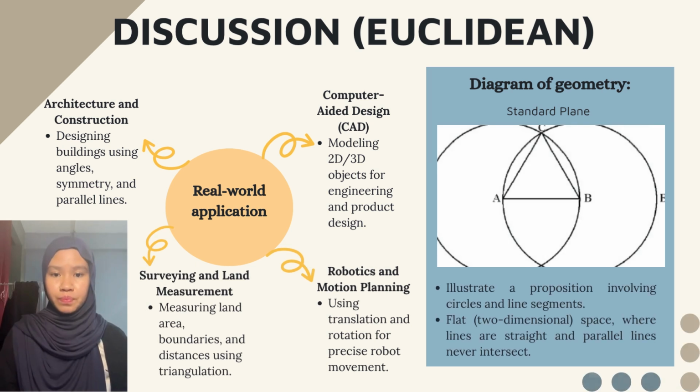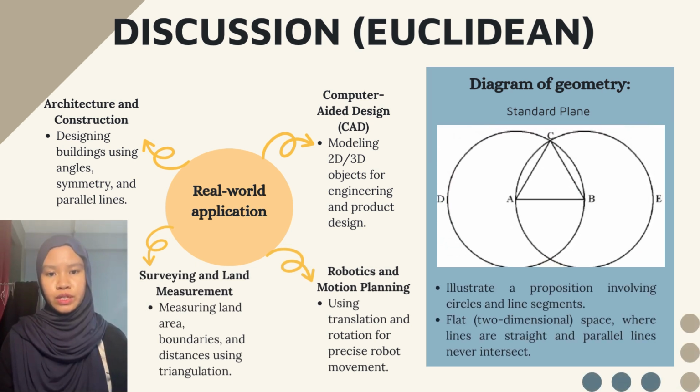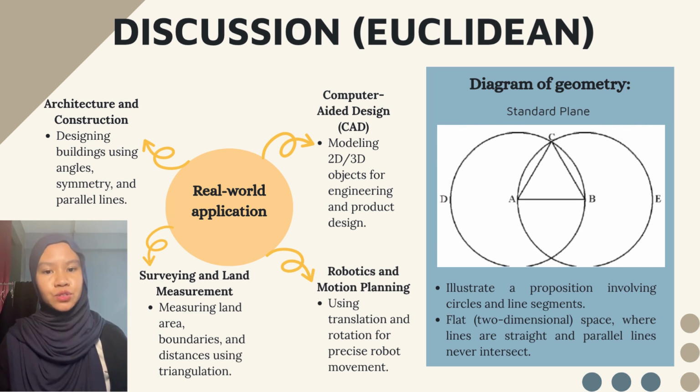For the discussion part, we have real-world applications and a diagram of each geometry. Starting with Euclidean geometry. In architecture and construction, it helps design buildings using angles, symmetry, and parallel lines for structural stability. Next, CAD software uses Euclidean principles to model objects in 2D and 3D for engineering and manufacturing.